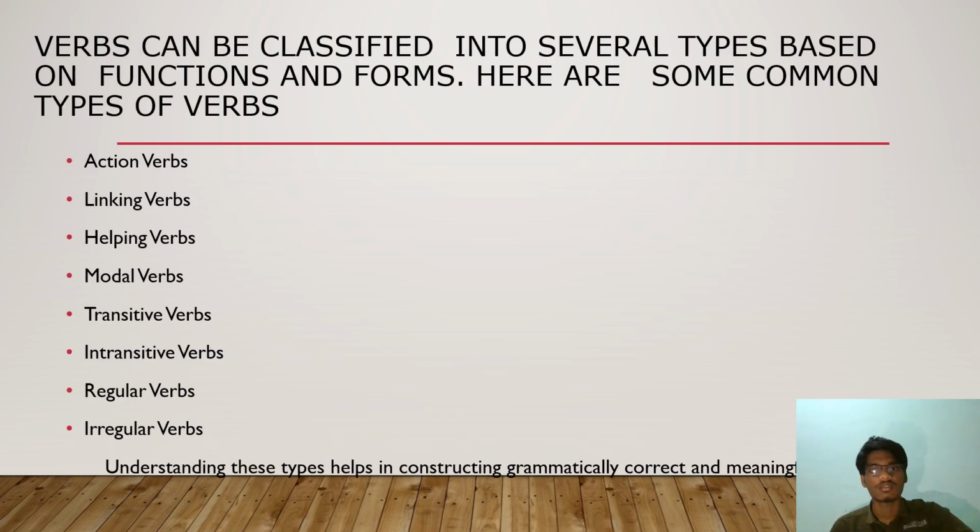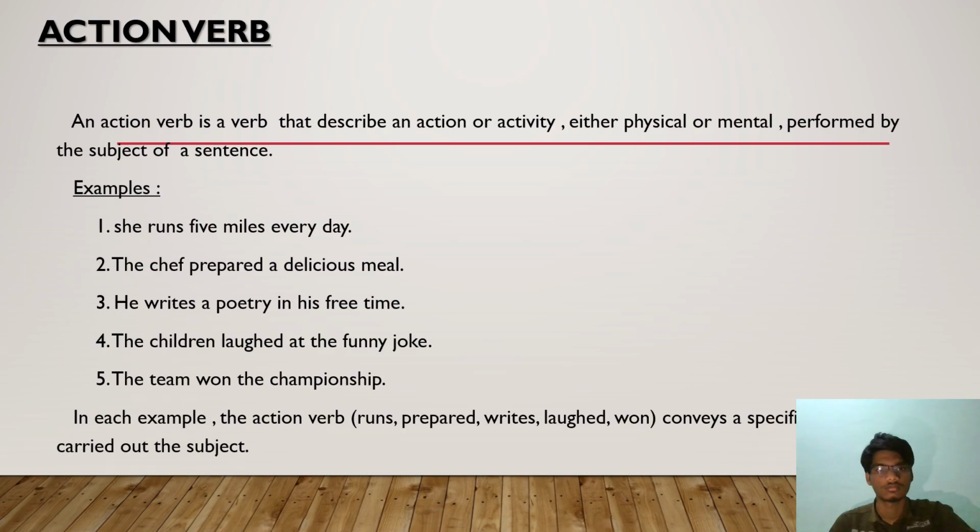Verbs can be classified into several types based on function and form. Here are some common types of verbs: action verbs, linking verbs, helping verbs, modal verbs, transitive, intransitive, regular, and irregular verbs. Understanding the types helps in constructing grammatically correct and meaningful sentences.